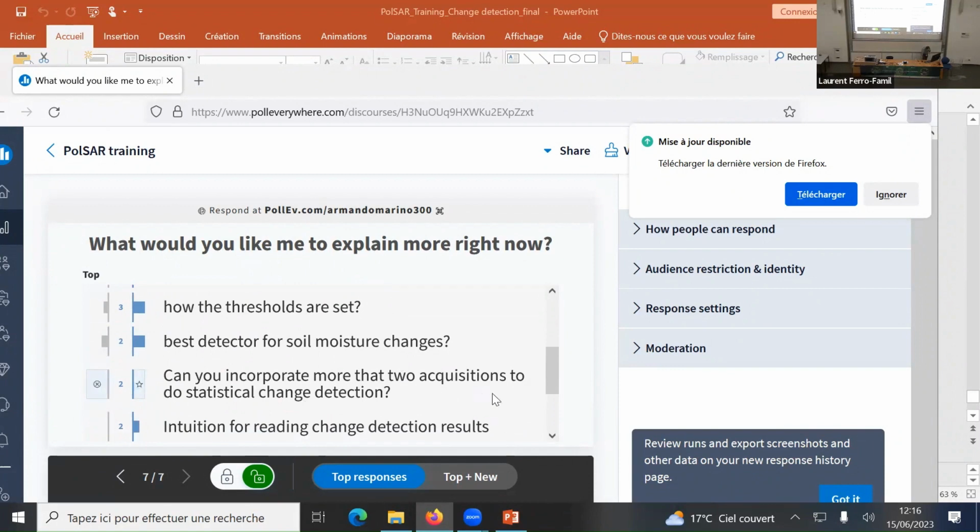Can you incorporate more than 2 acquisitions to the statistical change detection? Yes, you can. You can have more than 2 acquisitions. Conradsen has a paper on that, where you look at a stack of different covariance matrices, and then you look at them as a stack. And if it triggers a change, then you take a sub area and you look if it still triggers a change, and then you know when the change happened in the stack.